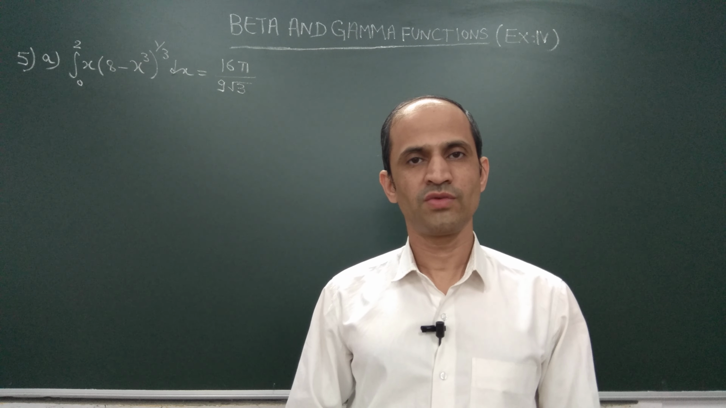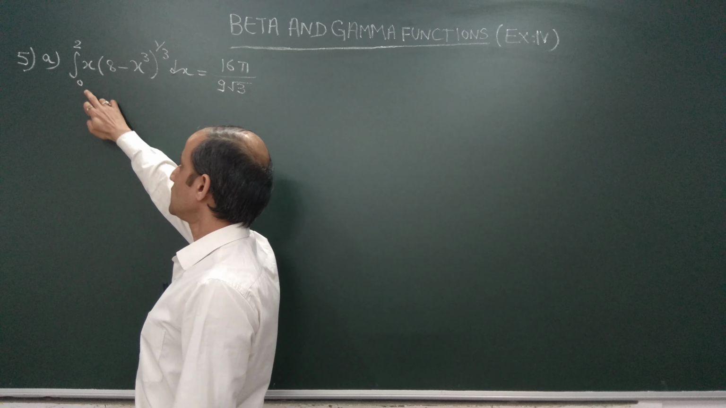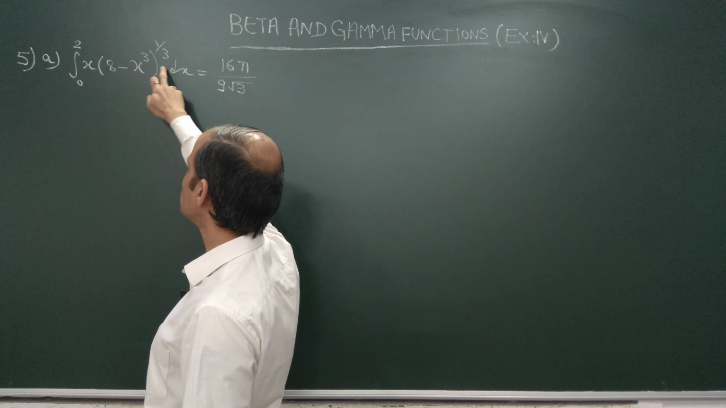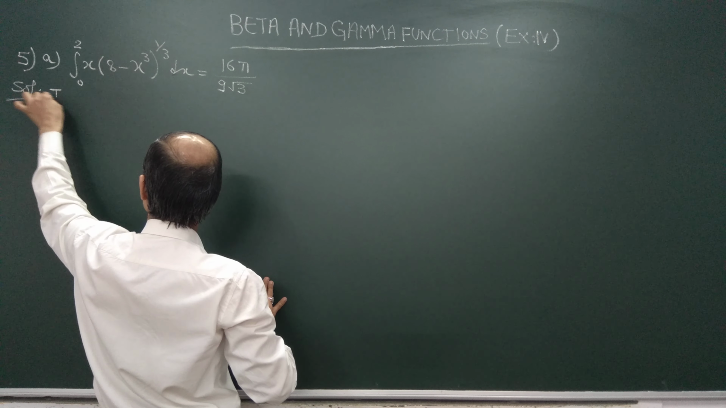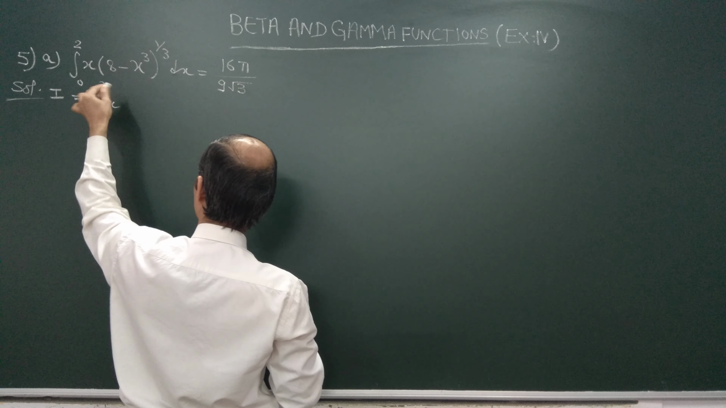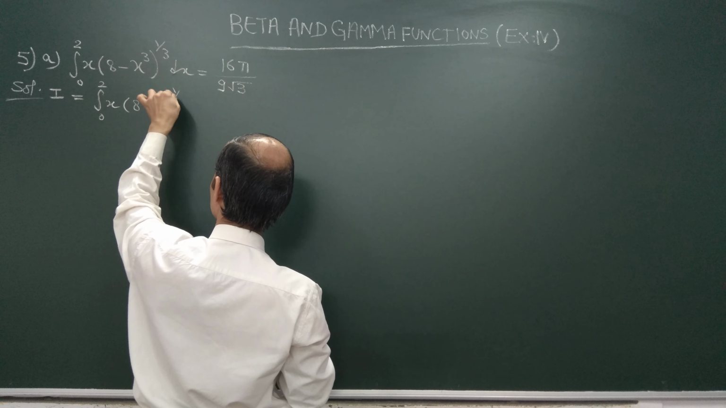Students, today we will do question number 5 part A. We have to evaluate the integral from 0 to 2 of x into (8 minus x cube) whole raised to the power 1 by 3 dx. I is equal to the integral from 0 to 2 of x into (8 minus x cube) whole power 1 by 3 dx.